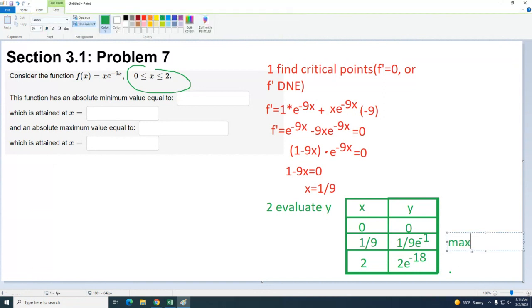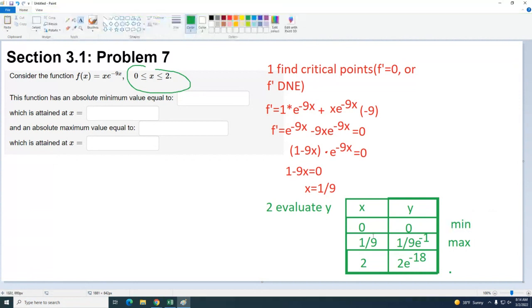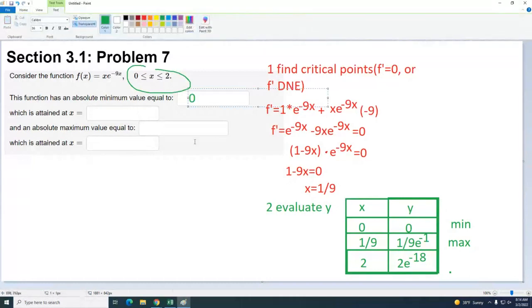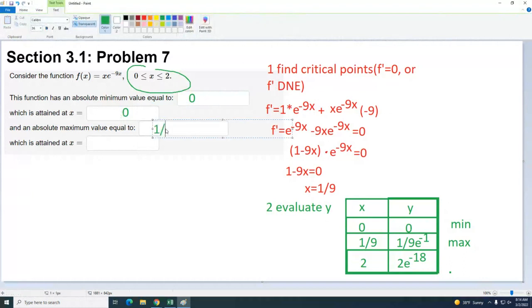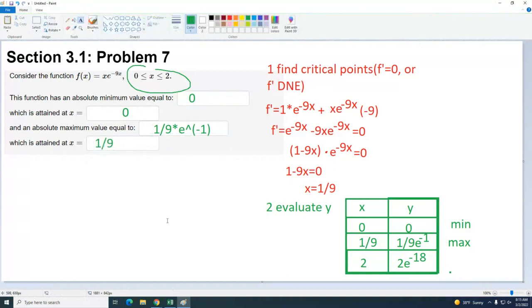So here we have it. This is the maximum. This is the minimum. This is 0, and the other two are positive. So we'll say the minimum is equal to 0. It happened when x equals 0. The maximum is 1 over 9 times e to the negative 1. I guess that's how you enter it into WebWork. And here is the x value. That's when x equals 1 over 9. So this is pretty much how we enter our solution into WebWork.